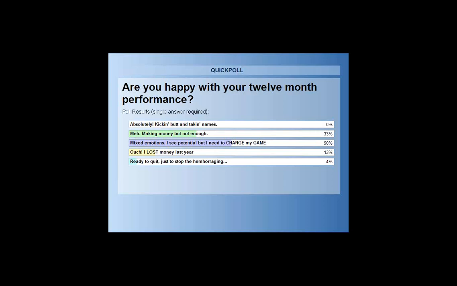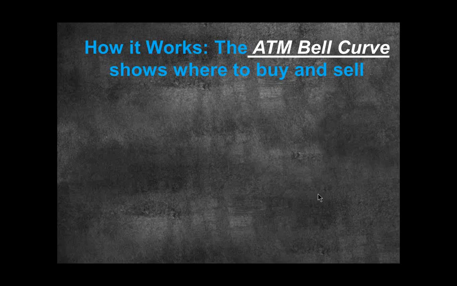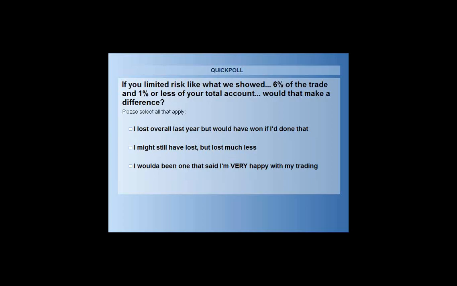Okay, so let's hide that. Let's just talk about the risk. If you limited risk like what I showed, keeping your risk down to 6% or less per trade, or 1% of your portfolio, would you have been happier with your trading last year? Keep in mind that any losses that you did take, for example, if you took a 20% loss, if you could reduce it to 6%, that would mean that you'd have more to put into another trade that was a winner. That's right.